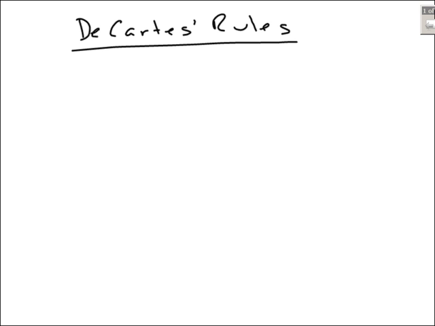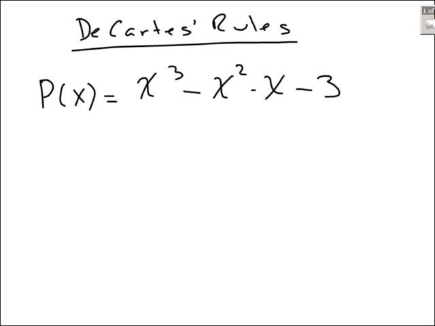Talk about Descartes' rules. For example, if you have some polynomial p of x, and you look at the number of sign changes that you have, remember that's positive to negative, that's one sign change. From negative to negative, no sign change. Negative to negative, no sign change.